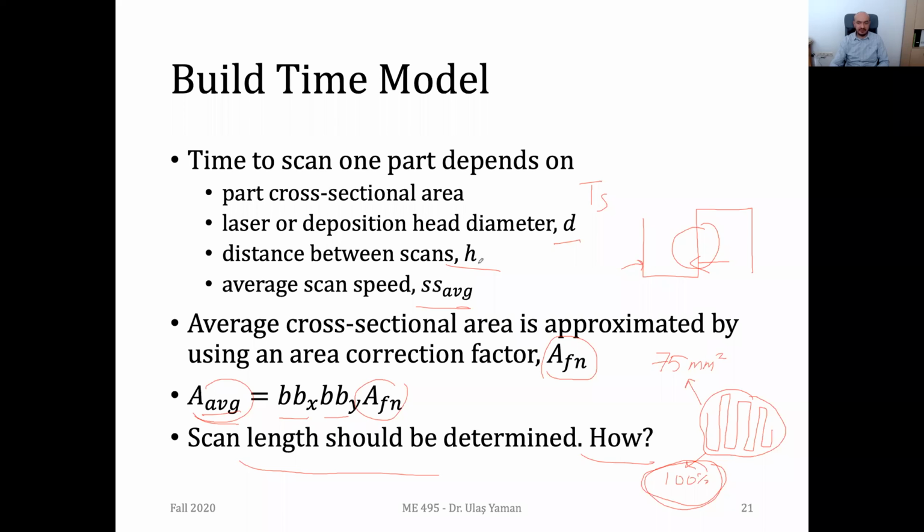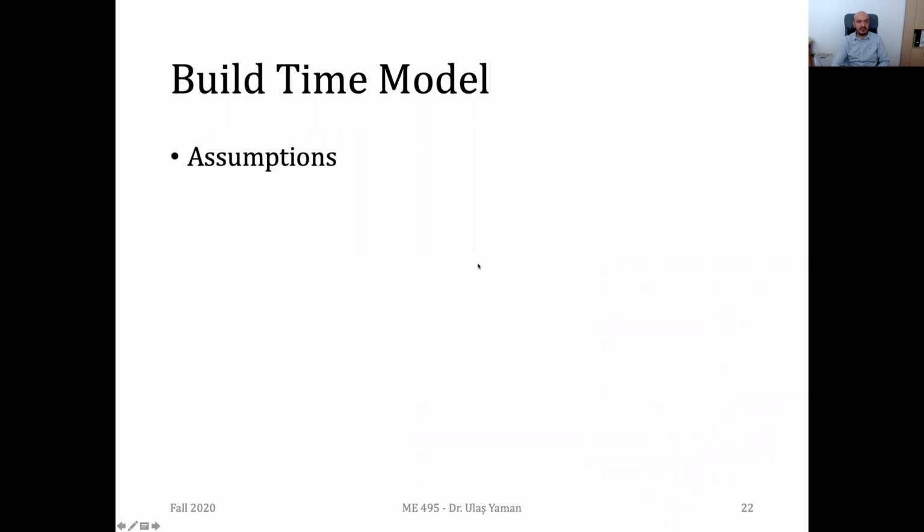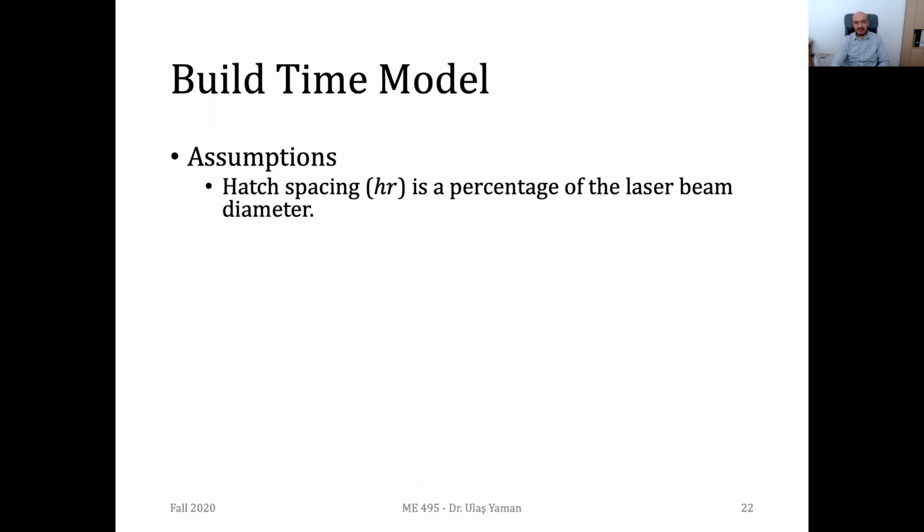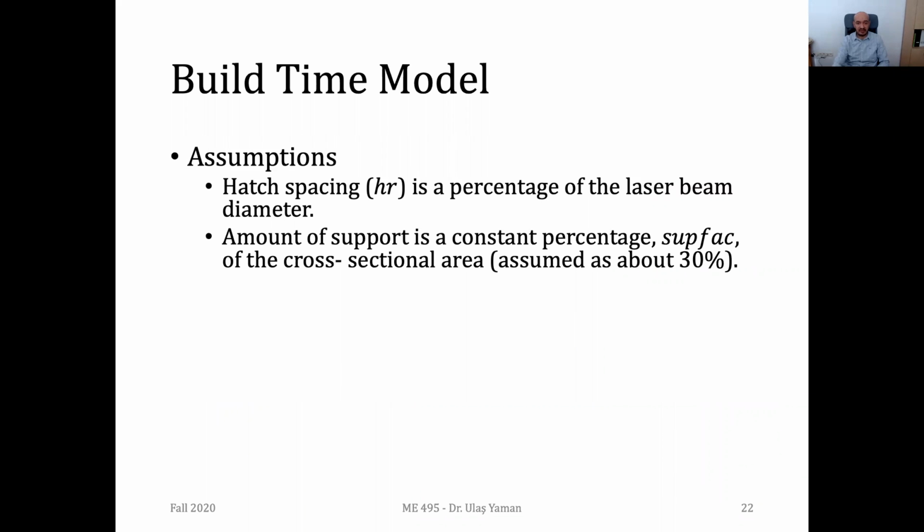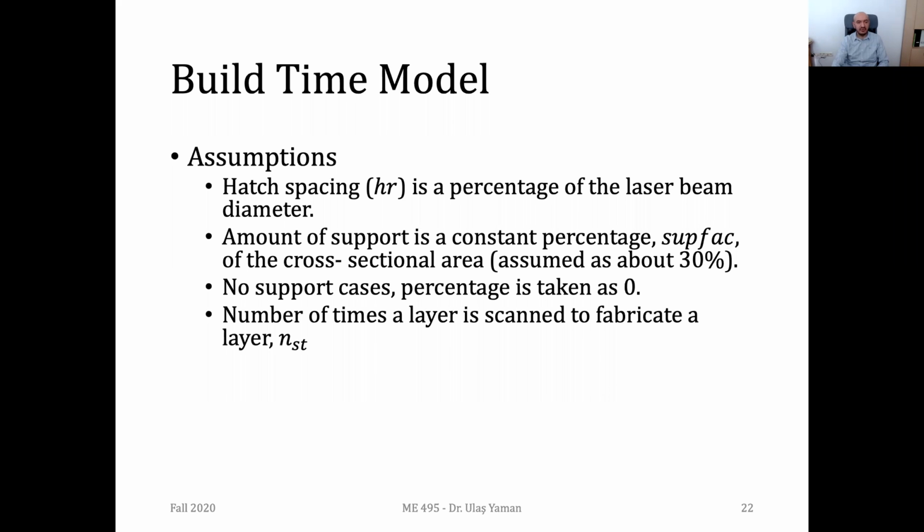Any questions, guys? So we have some assumptions. We are assuming that hatch spacing is a percentage of our laser beam diameter. Another assumption is on the support structure. The support structure needed depends on the cross-section area, and we are assuming that it's about 30%, as a support structure fraction. In the no-support cases, we will take this percentage as equal to 0. And we need to have a layer value. This is the number of times a layer should be scanned to fabricate the layer. Most of the time it's 1, but depending on the type of material you are using, it may be 2, 3, or 4. This is the NST value.